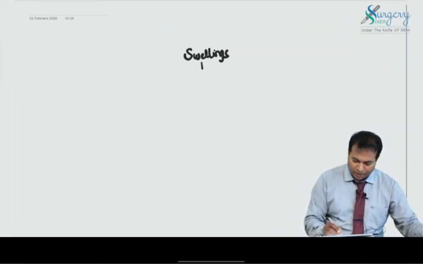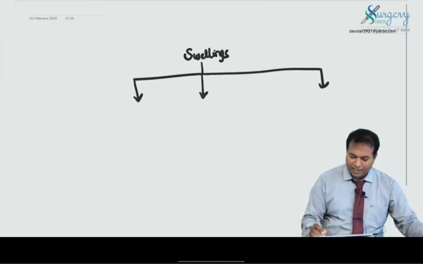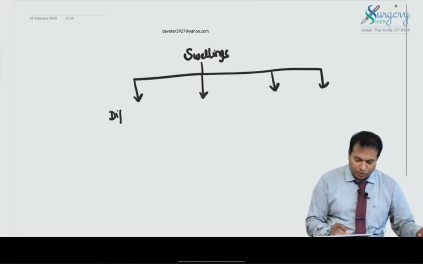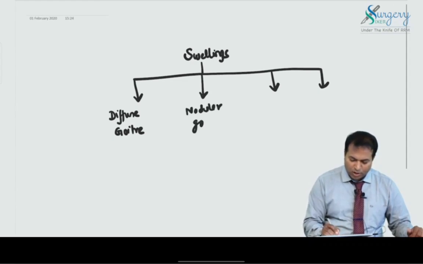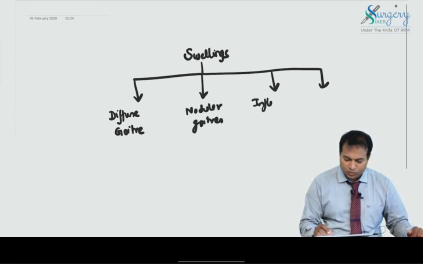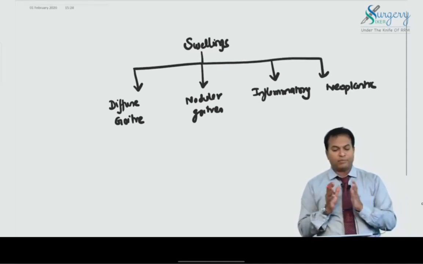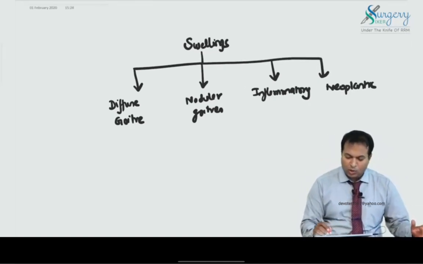What are all the swellings in thyroid? So the swellings in thyroid are the following. We can divide it under four headings: diffuse swelling, diffuse goiter, nodular goiters, inflammatory swelling of thyroid, and neoplastic swelling of thyroid. So these are the broad headings of thyroid swellings.